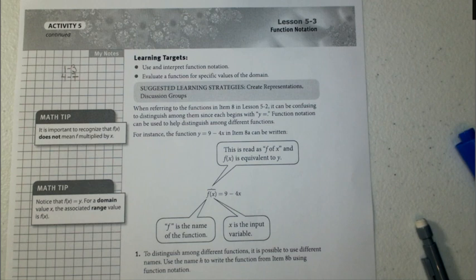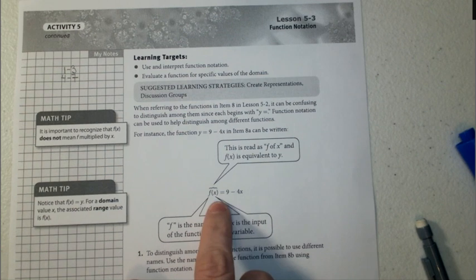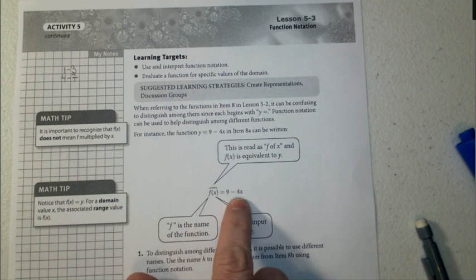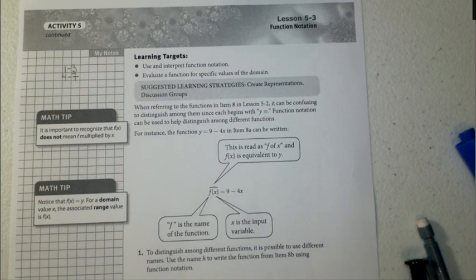Now, it says, when referring to the function in item 8 in lesson 5.2, it can be confusing to distinguish among all of them since each begins with y equals. Function notation can be used to help distinguish among different functions. For instance, the function y equals 9 minus 4x in item 8a can be written as follows. f parentheses of x equals 9 minus 4x.